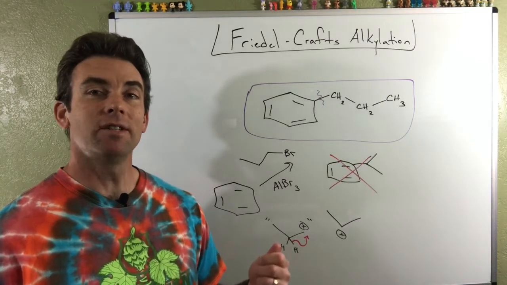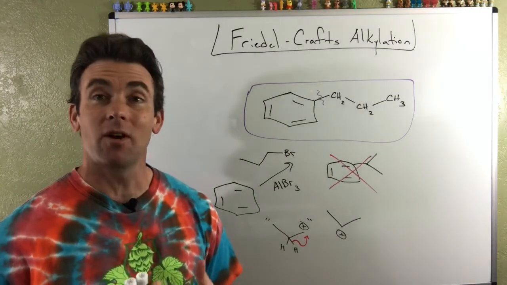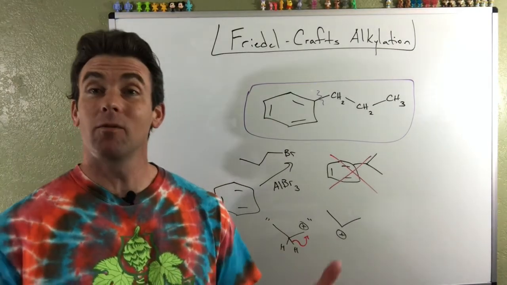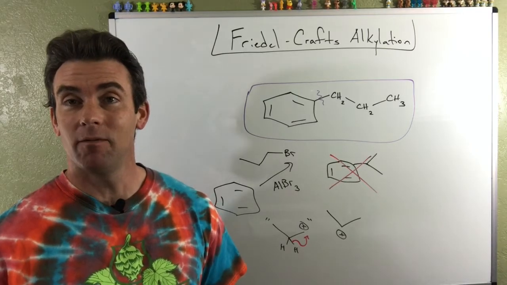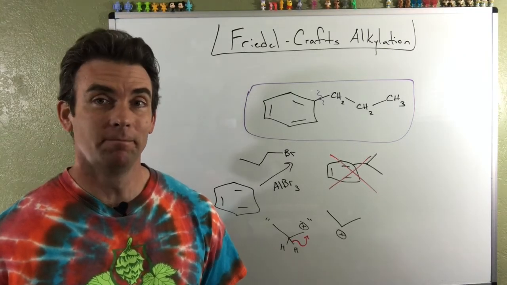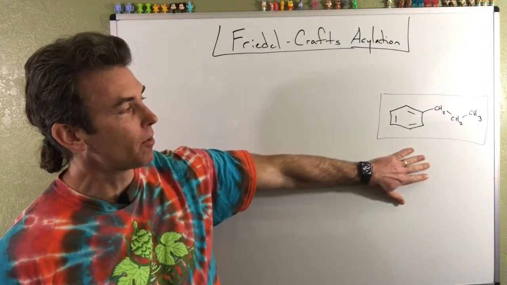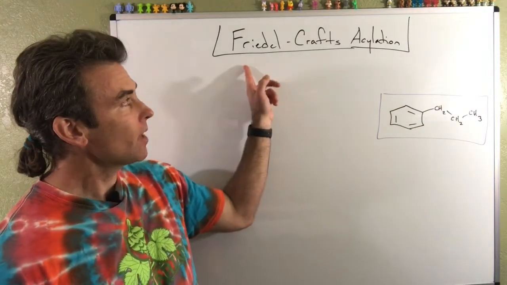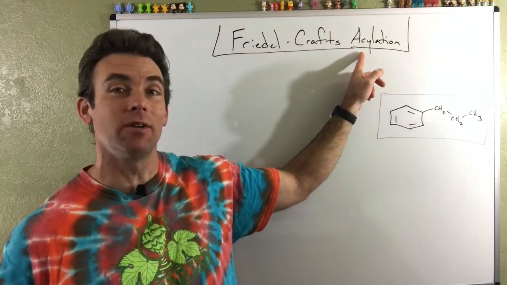reaction. And it turns out that these same two individuals came up with what's called the acylation, which is going to require one additional step, but the advantage of it is that it avoids any kind of rearrangement. Okay, so notice that I redrew our goal product over here. And we're going to be talking about the Friedel-Crafts acylation as opposed to the alkylation.